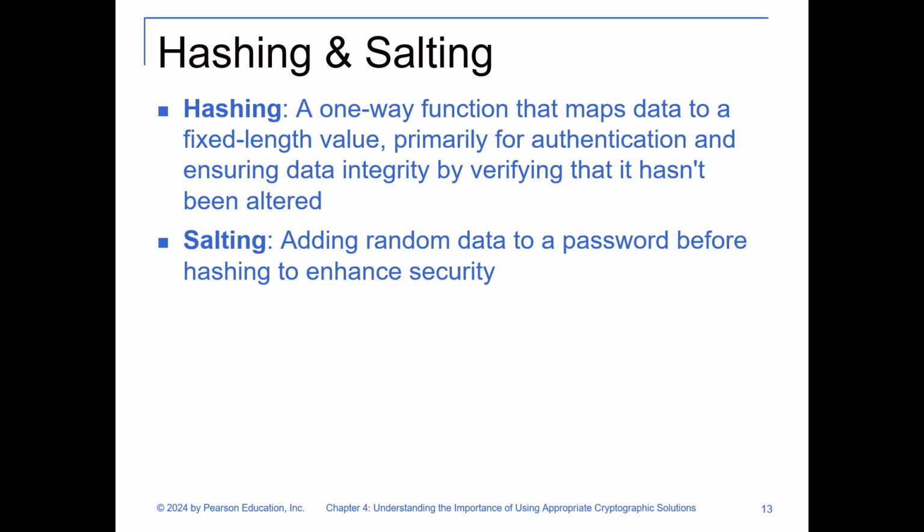Moving past that, we have hashing and salting. Our hash is a one-way function to ensure integrity. It will map data to a fixed length value, and it's, again, for integrity checking. Salting is adding random data to a password before hashing to increase security. That'll be based off of each individual user. Pepper would be adding a random or a fixed character to a group. And you could do salt and pepper before hashing.